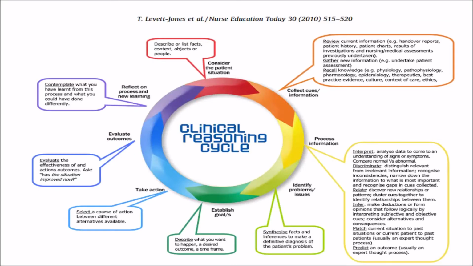So in this module, we're now going to look at stage 5 of the clinical reasoning cycle, known as establishing goals. And to ensure that we can establish appropriate goals, it comes back to making sure that by this stage we've already identified the problems and issues and processed appropriate information.